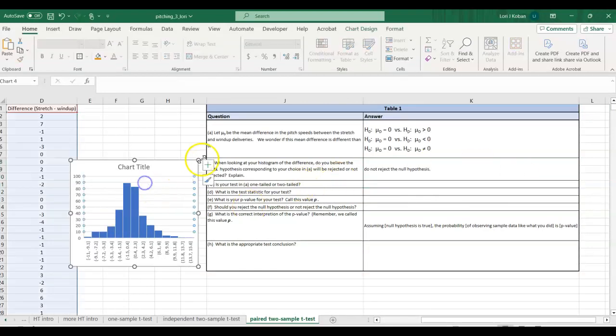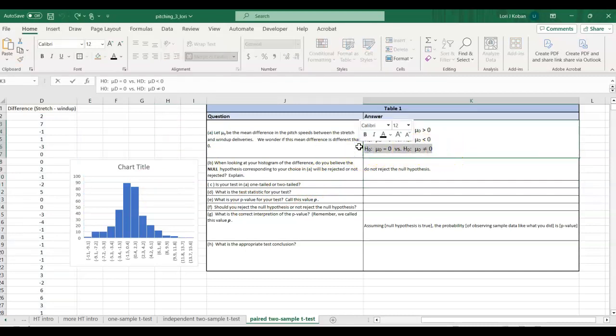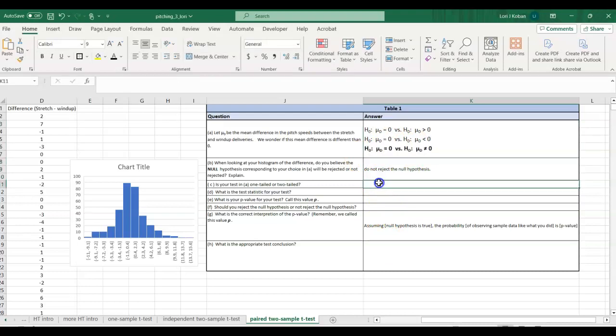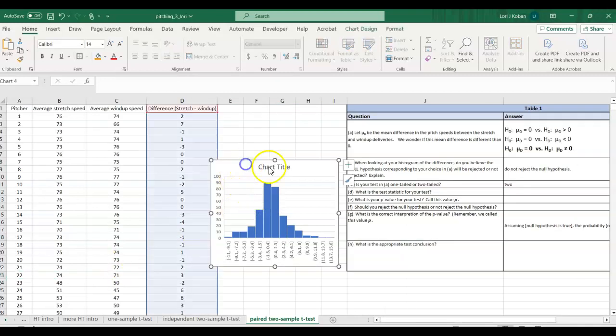All right, now let's go ahead and, by the way, we're seeing, are those differences different than 0 or not? And so we have that two-tailed test. All right.